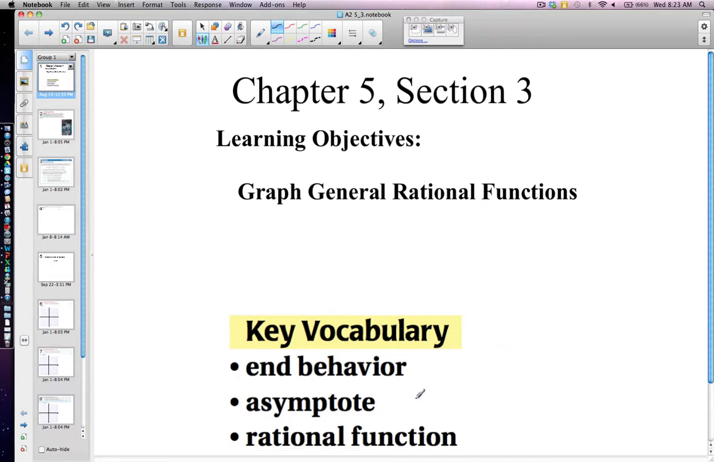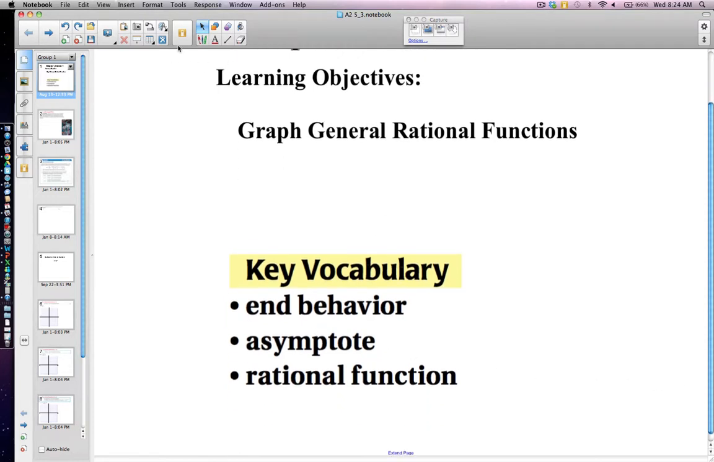We're going to be putting in vertical and horizontal asymptotes as well in this, but whereas in simple rational functions you had one vertical and one horizontal asymptote, you might have several vertical asymptotes in a general rational function. And a rational function, again, as we mentioned before, is a function that is in the form of a fraction that has a function in the numerator and a function in the denominator. So it has two separate functions, and the functions combine to make a fraction.